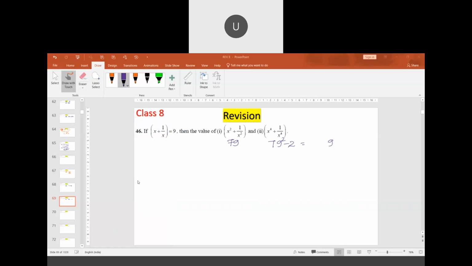79 square is 6241. Minus 2 is 6239. Correct, 6241 minus 2.